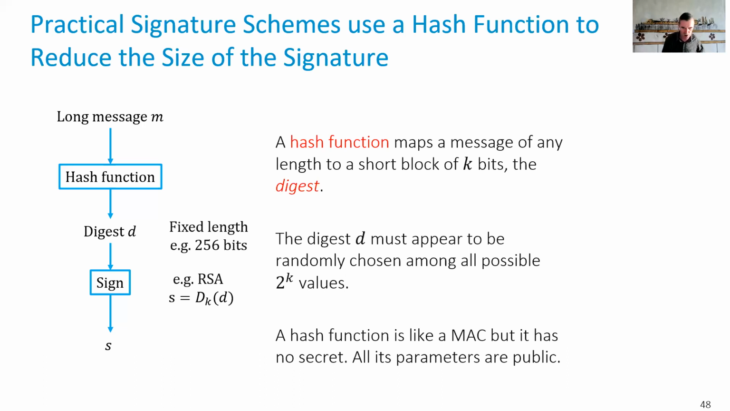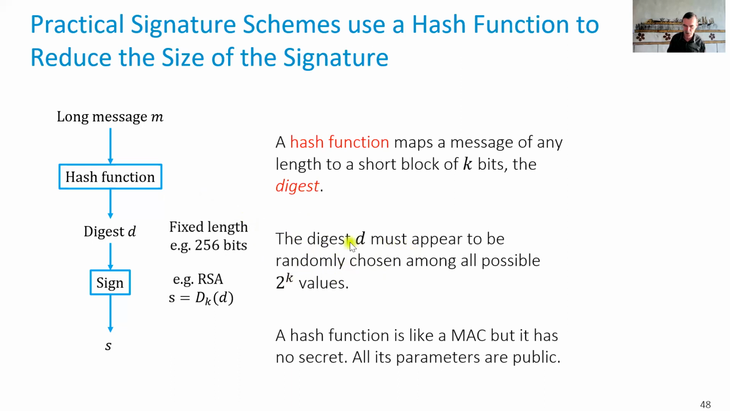So a hash function is something that transforms a message M into a block, which is typically smaller, in a way such that it is impossible to infer any information on M by seeing the hash D here. D is called the digest when we apply it with a hash without any key. So a hash function maps a message of any length to a short block of k bits, which is called the digest. For example, with RSA, the length is 256 bits.